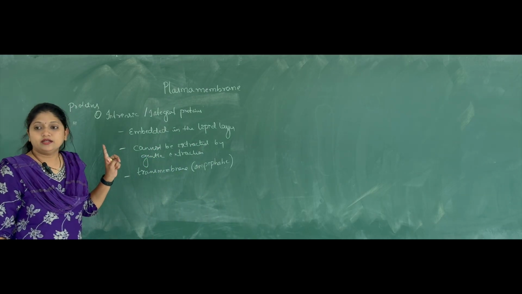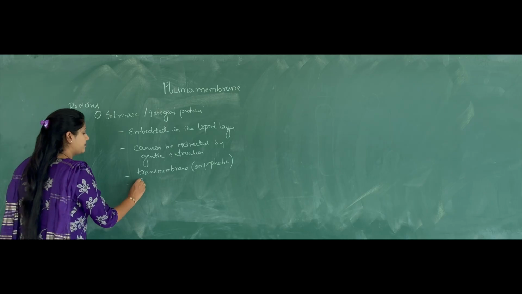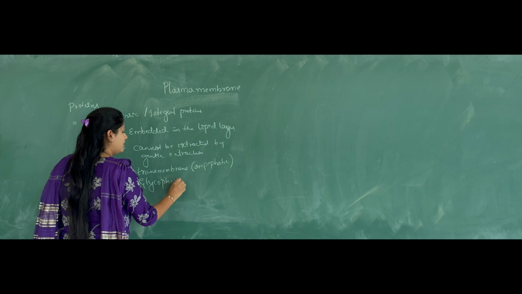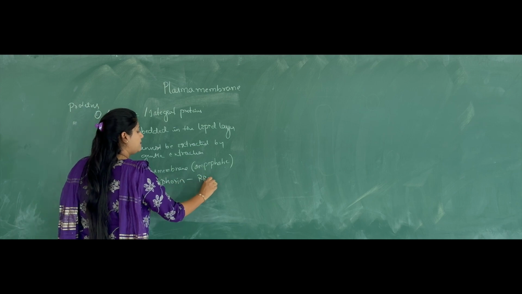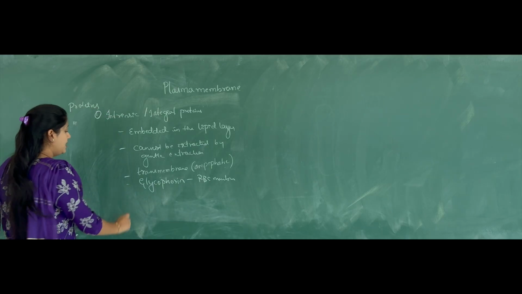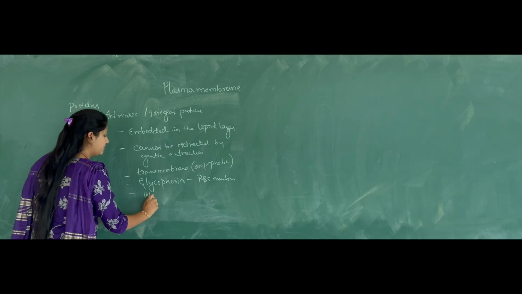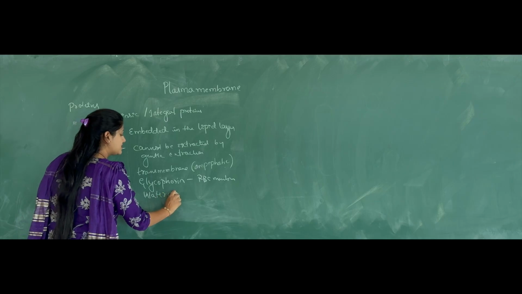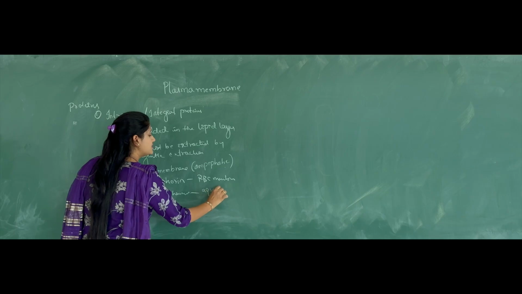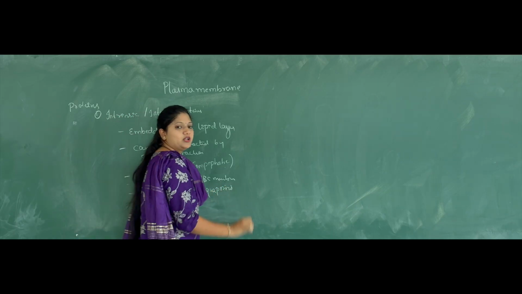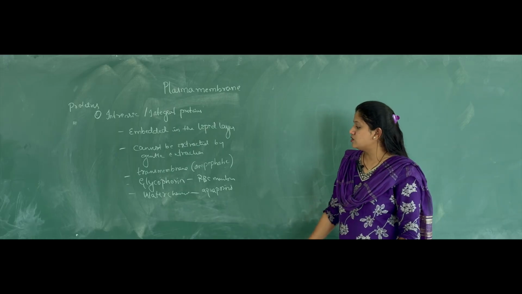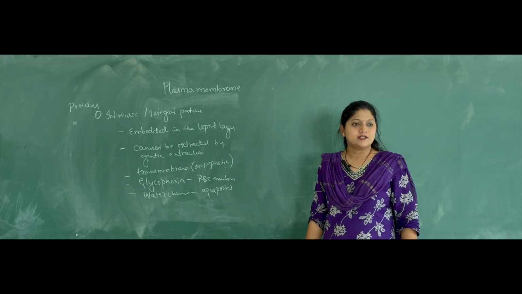And one example for this, the most common one, is glycophorin, which is present on RBC membranes. Okay, this is one example. Another example is water channels, which are called aquaporins. So these are also examples of the intrinsic proteins.